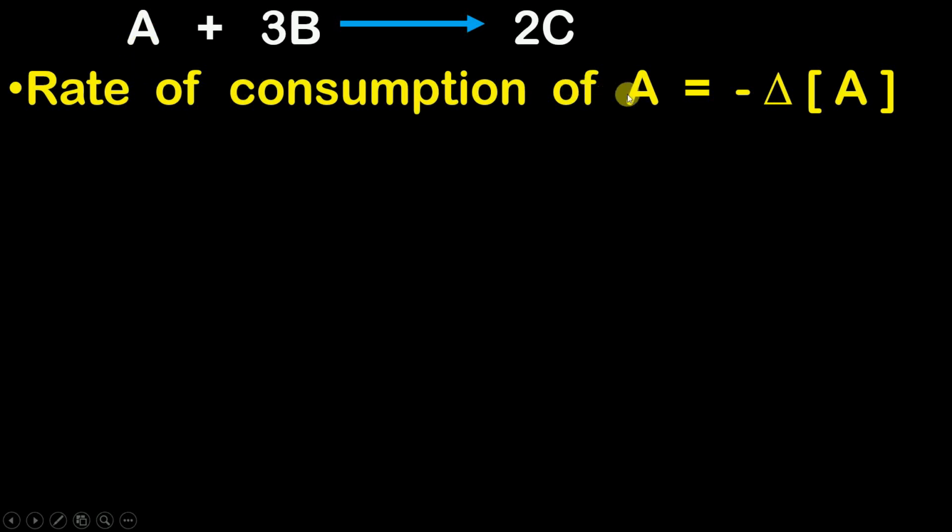As we all know, the formula for rate is nothing but change in concentration divided by change in time. So if you want to calculate the rate of consumption of A, the formula is nothing but change in concentration divided by change in time. Now guys, you might be wondering why I have written a negative sign over here. The negative sign tells us that the concentration of A is going to decrease as the time increases.